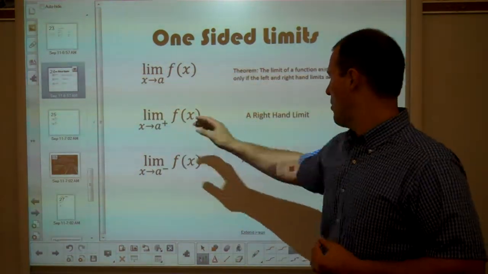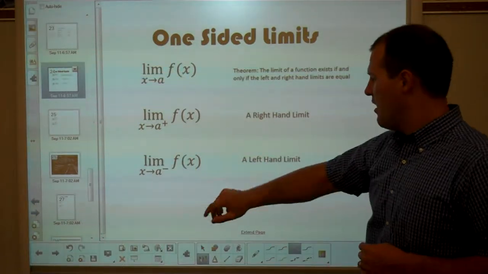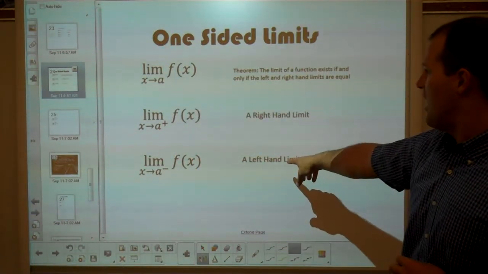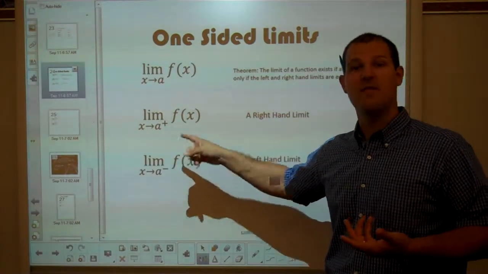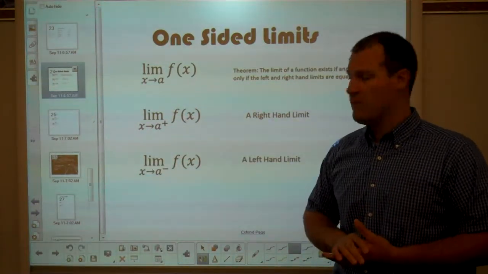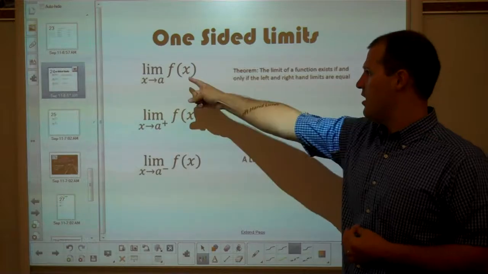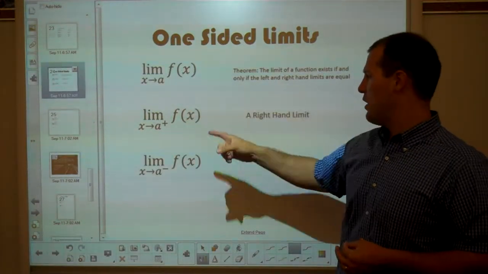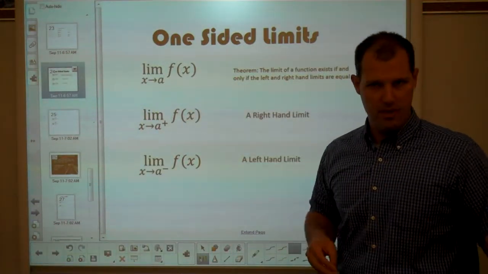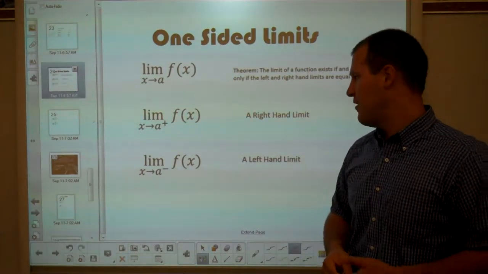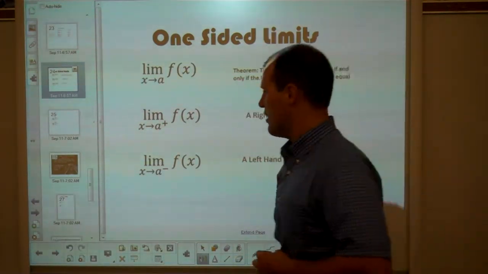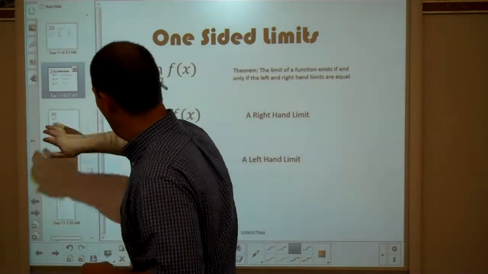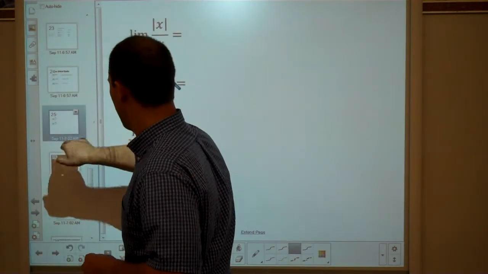The little plus says we're approaching from the right-hand side, the minus says we're approaching from the left-hand side, and then if these two match, if they're the same number, if the pattern on either side of our x value matches, then the limit exists and we write that number. But if we get different numbers, like in the first lesson we had 3 for one side, 5 for the other, then of course we say the main limit does not exist. So let's look at an example of this in practice and see what we can do with it.